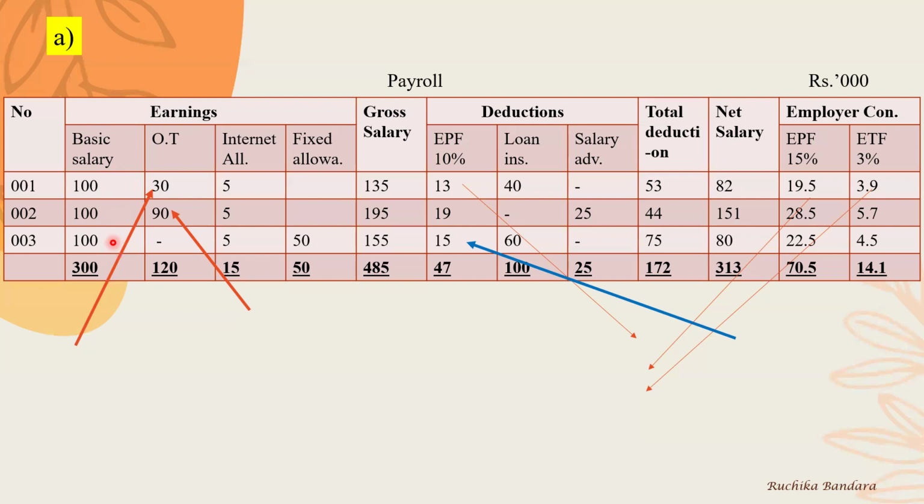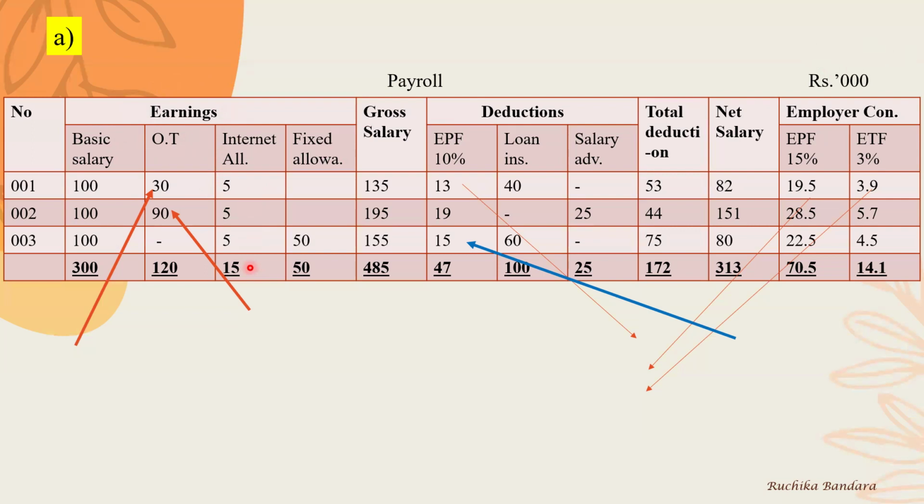The following additional information is also provided. Due to the COVID pandemic, the lectures were conducted online, and each lecturer was paid a temporary internet allowance of 5,000 per month. Internet allowance is an earning. So just after basic salary and OT, put the internet allowance for each employee or each lecturer, 5,000. The sum is in thousands, so that's why here I have entered 5.